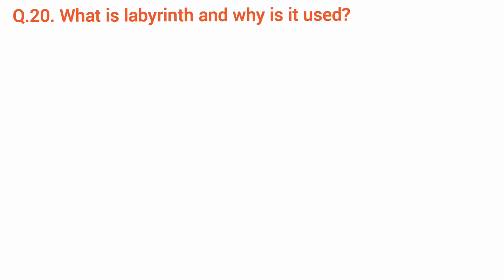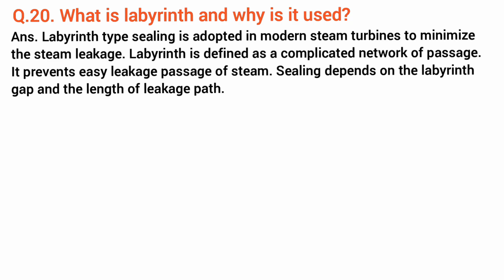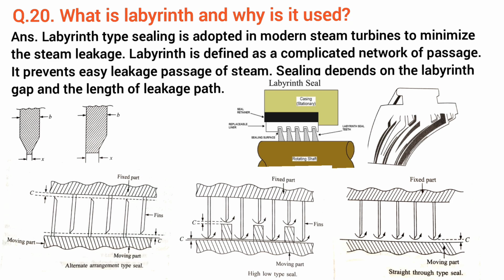What is labyrinth and why is it used? Labyrinth-type sealing is adopted in modern steam turbines to minimize the steam leakage. Labyrinth is defined as a complicated network of passages. It prevents easy leakage passage of steam. Sealing depends on the labyrinth gap and the length of leakage path.